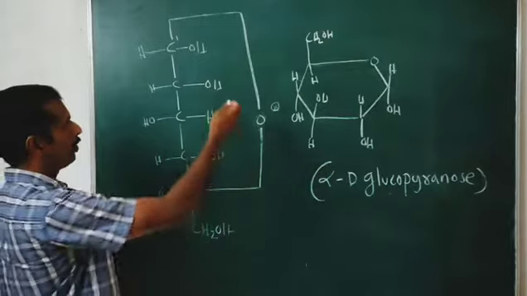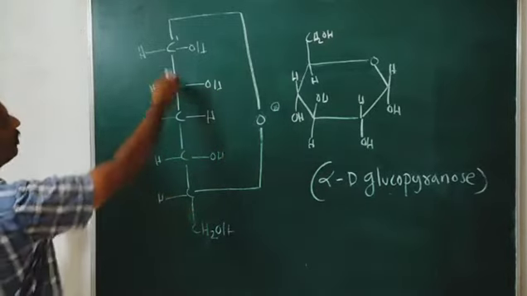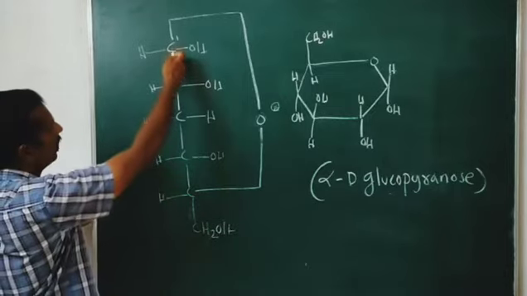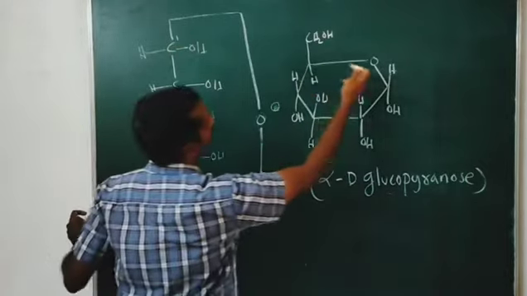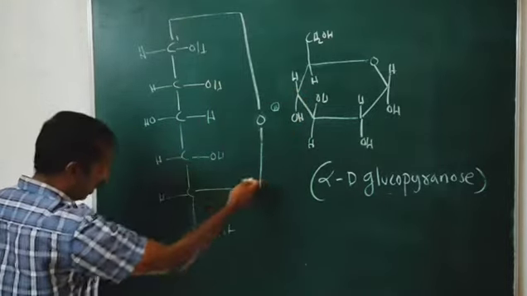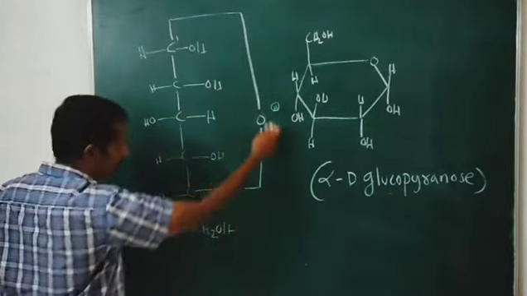So once again I repeat, this is the cyclic structure, and you can see that there are 5 carbon atoms, 1, 2, 3, 4, 5 carbon atoms, and an oxygen in the ring.